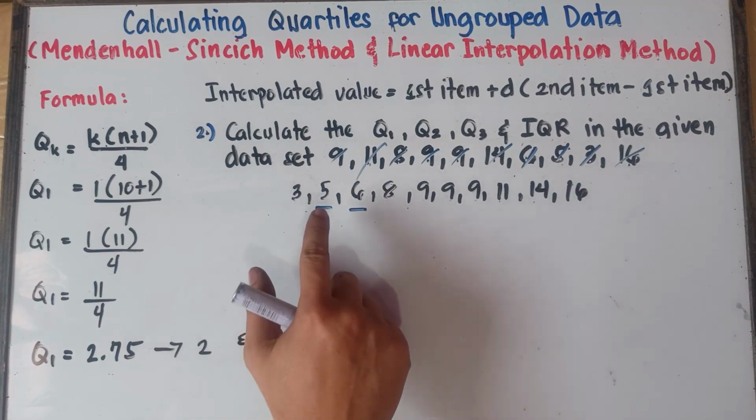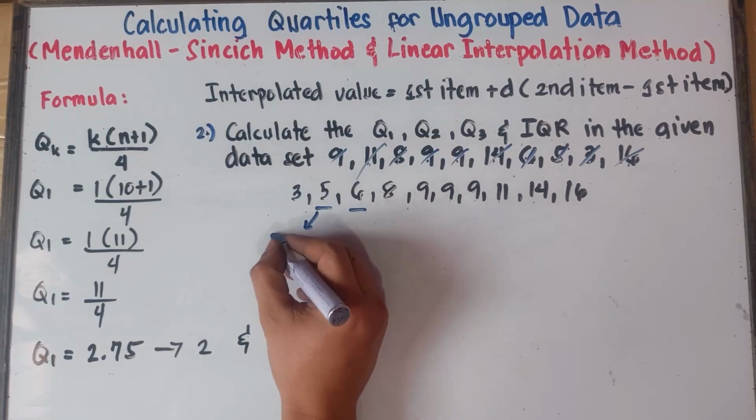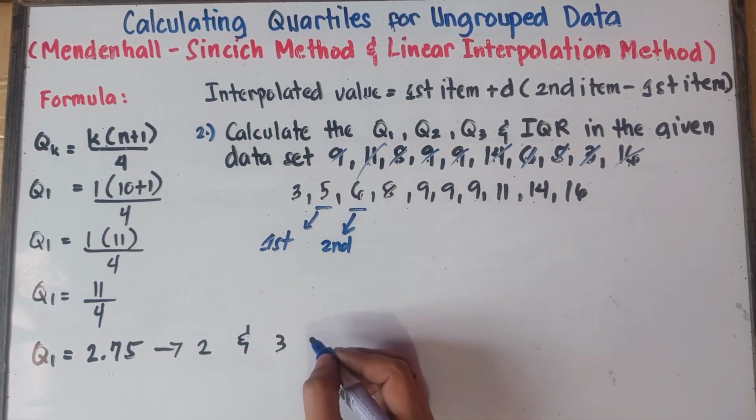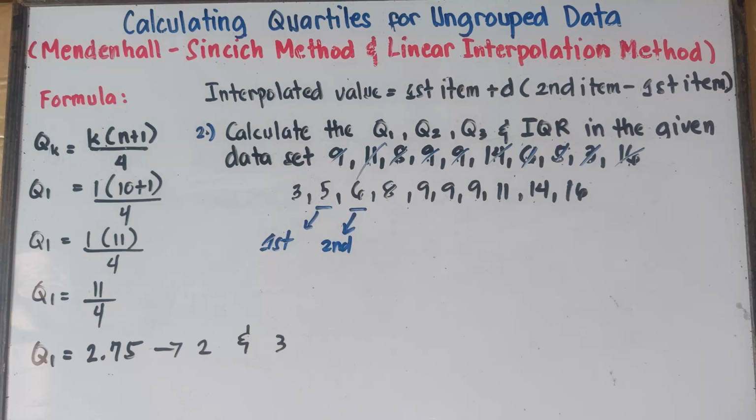Now, the second position, that would be 5. The third position, that would be 6. Therefore, number 5 right here is the first position. Number 6 right here is the second position. And then simply apply this formula. Once again, class, I hope you're not confused.